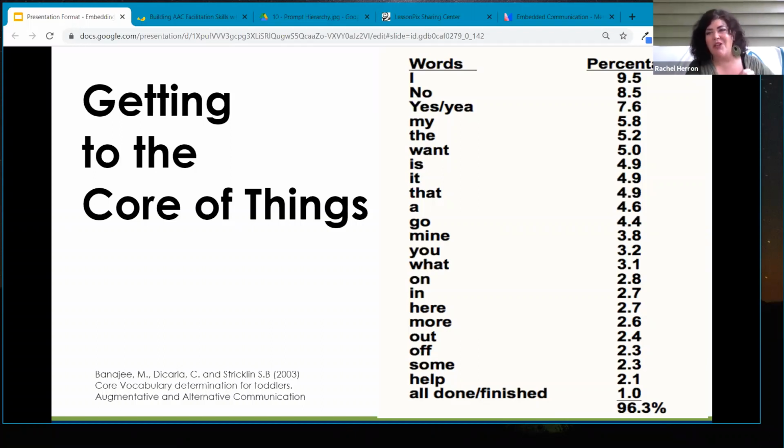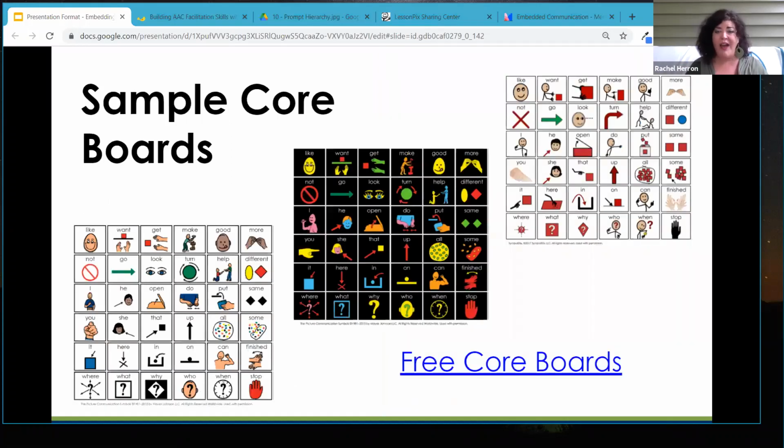Interestingly enough, when Jen and I were talking about this before, we found a survey that talked about the 25 most commonly used words that college students texted, and they were very similar as well. So pretty funny. So if you hop down to the next list, which is the sample of the core boards, a lot of you utilize these in your classrooms already. We have a link to the free core boards that are on here, but I think it's really, really important that we think about having core boards everywhere.